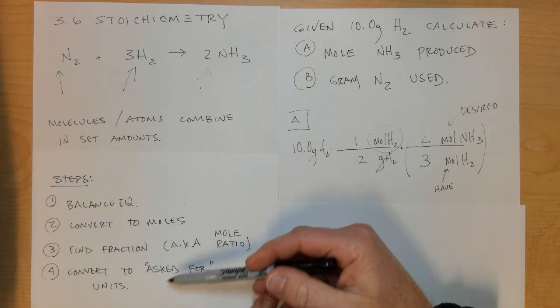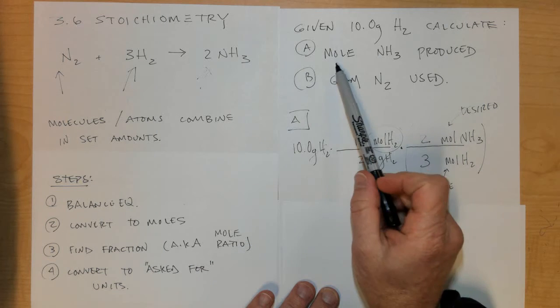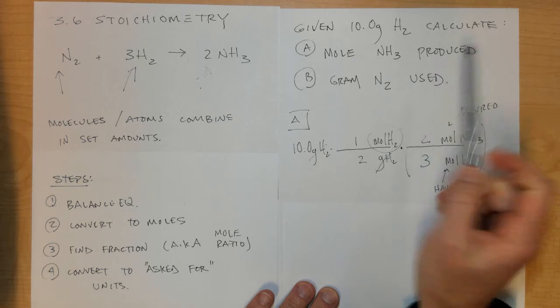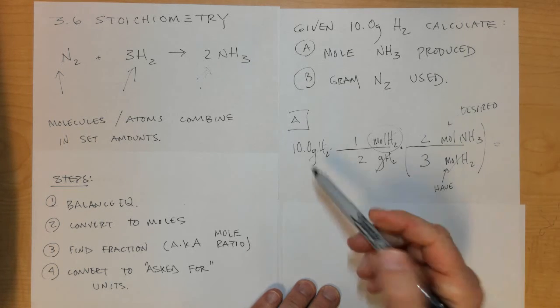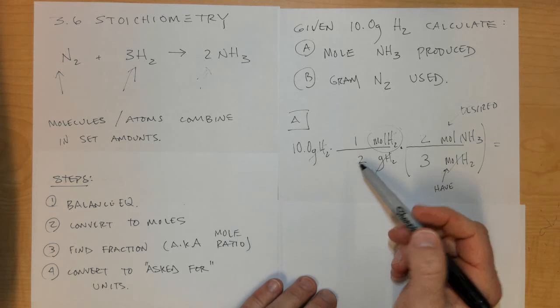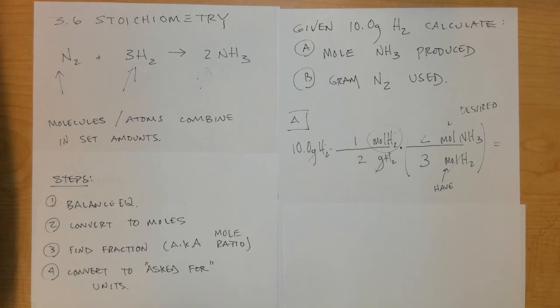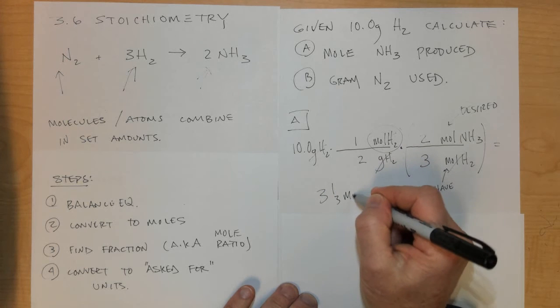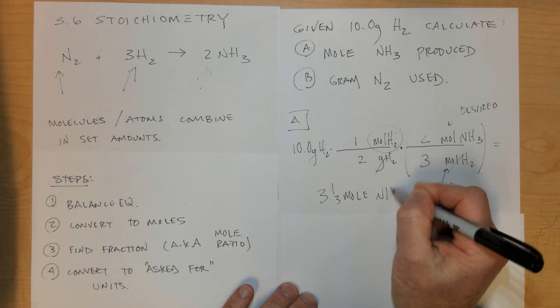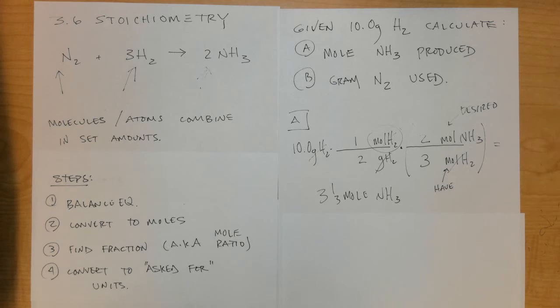The last step is to convert to the asked for units, and if you look at the question right here, it asks for moles of NH3 produced. I already have moles of NH3 right here, and so I'm done. And so I can just take 10 divided by 2, which is 5, times 2, which is 10, and then divide it by 3, so that ends up being about 3 1/3 moles or so of NH3 that is produced. That's the first example problem.